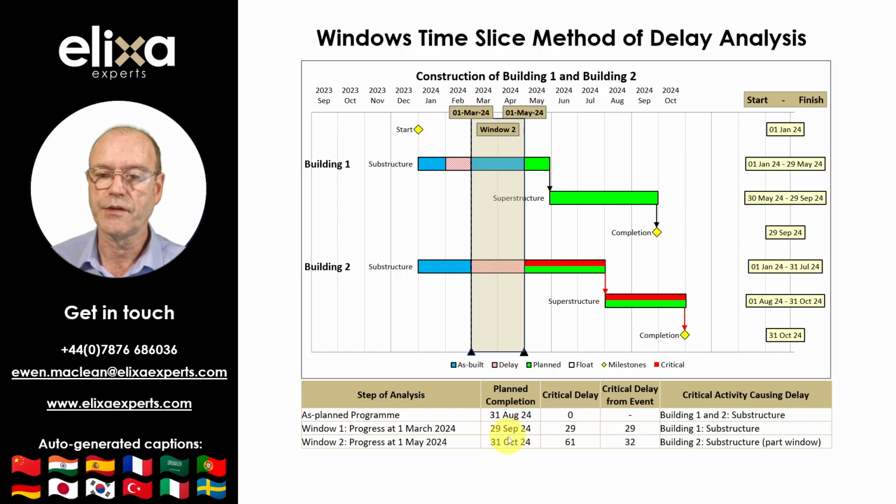It can then be said that the effect of the 2-month delay event is a 32-day critical delay to completion, i.e. there is a critical delay of 32 days as a consequence of delays to the substructure of Building 2 in Window 2. The reason why the 2-month delay only caused a critical delay of 32 days to completion is that the Building 2 substructure was not initially critical at the start of the window, and only became critical when it started driving the completion date mid-window. I've highlighted the critical path through the as-built section of the program to illustrate this more clearly.